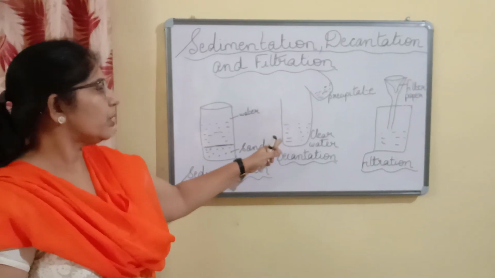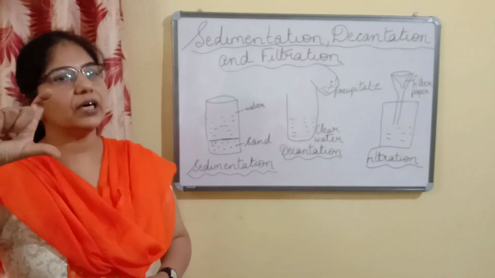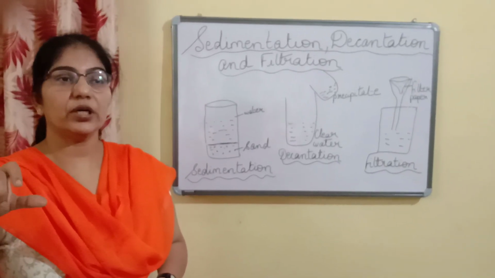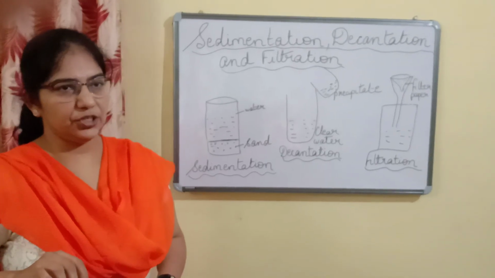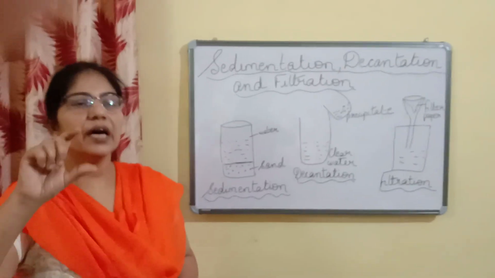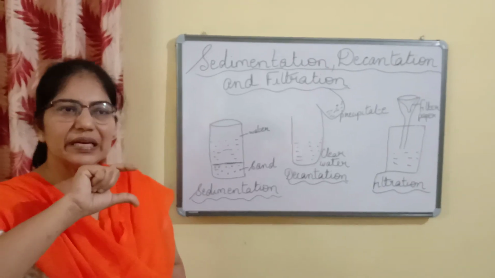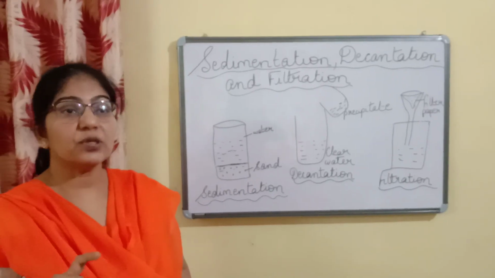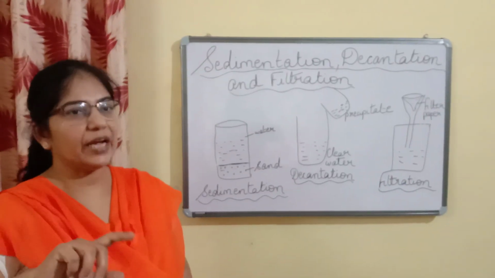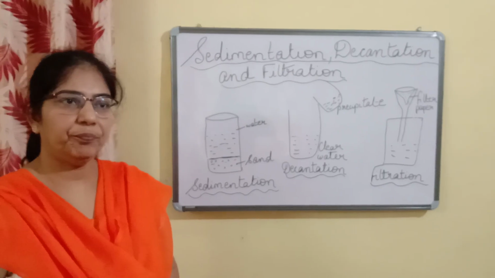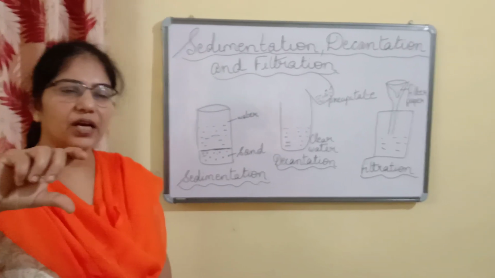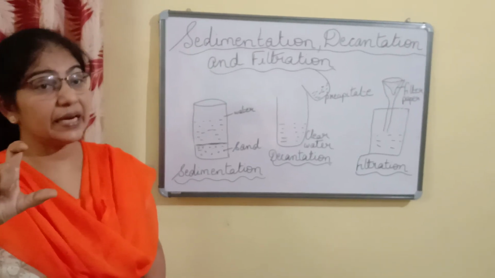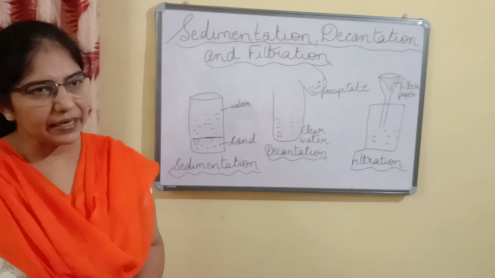Now decantation. What is decantation? Pouring of the clear liquid without disturbing the sediment at the bottom is called decantation. Again I am repeating, children. The heavier component of a mixture, when it settles at the bottom after water is added to it, this process of separation of solid and liquid is called sedimentation. And then pouring of clear liquid from one beaker to another without disturbing the sediment is called decantation.